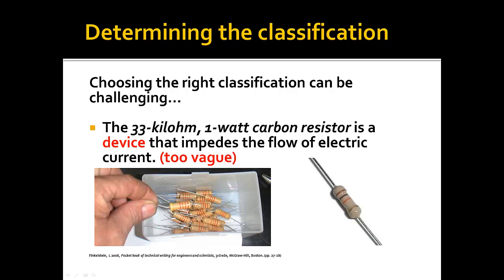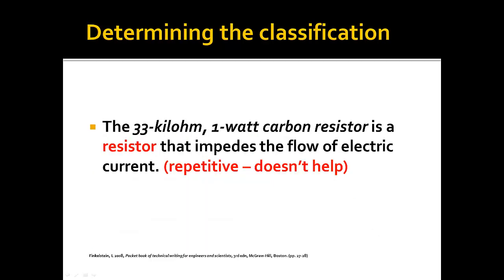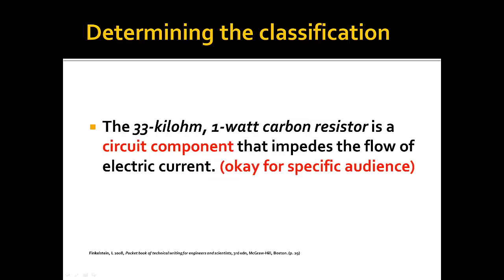So here we have an example from a technical field. The 33 kilo ohm 1 watt carbon resistor, and it's a fairly common item in the technical fields. We could say that it's a device that impedes the flow of electric current, but device is fairly vague, so we might need something a bit more specific than that. 33 kilo ohm 1 watt carbon resistor is a resistor that impedes the flow of electric current. Well, that's just repetitive. It doesn't really help clarify the definition. We could say that it's a circuit component that impedes the flow of electric current. And that's okay for a specific audience, but would everyone know what a circuit component is?